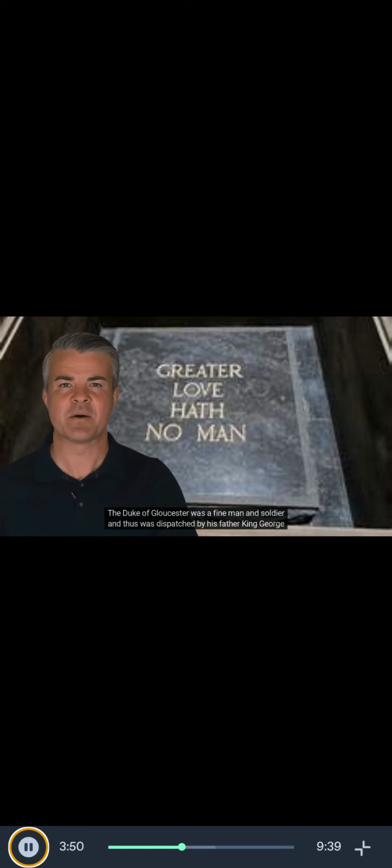The Duke of Gloucester was a fine man and soldier, and thus was dispatched by his father, King George V, to dedicate and open the Shrine of Remembrance at 11 o'clock on the 11th of November 1934. A task he undoubtedly carried out with honour and distinction. He would also later act as the 11th Governor-General for the Commonwealth of Australia from 1945 to 1947.